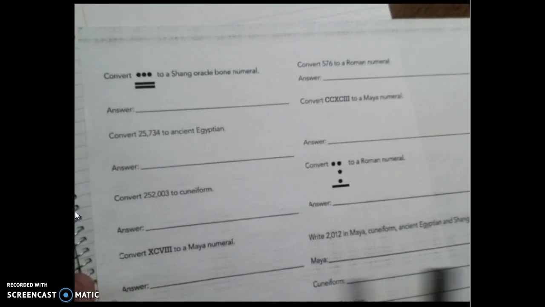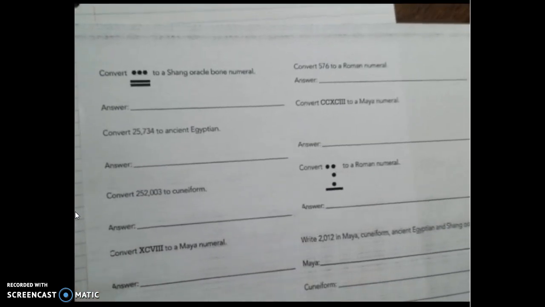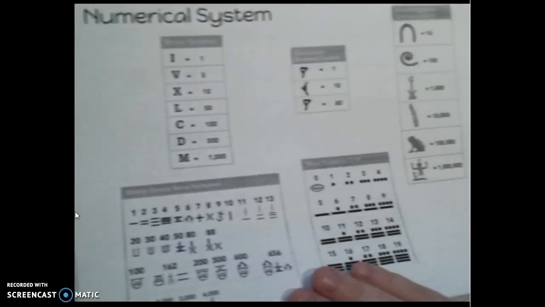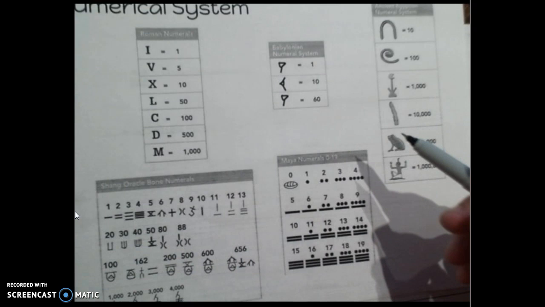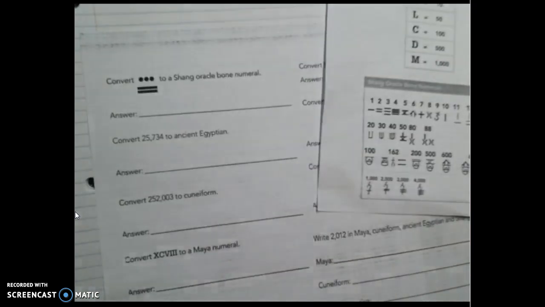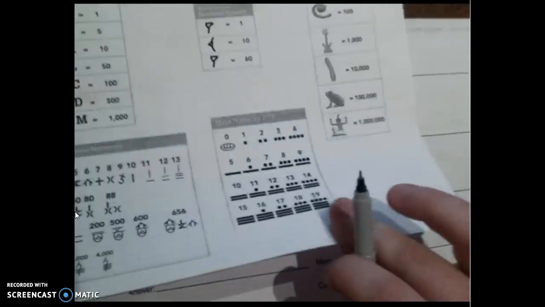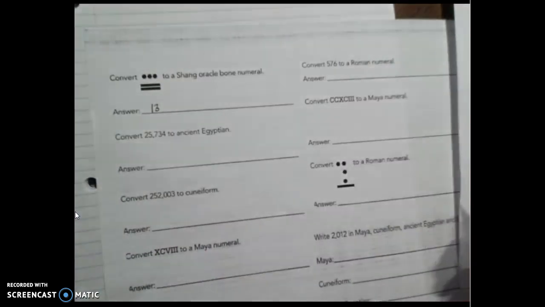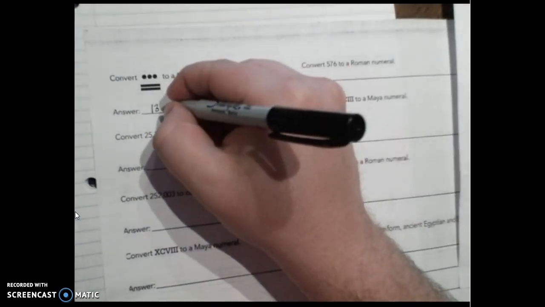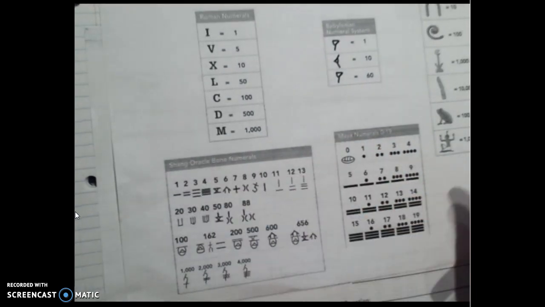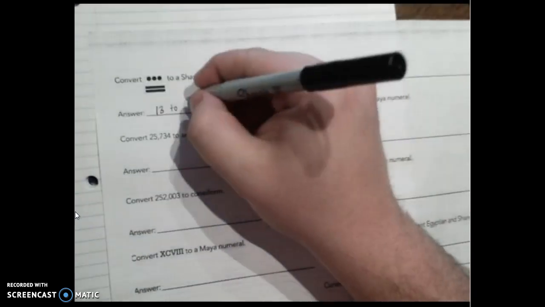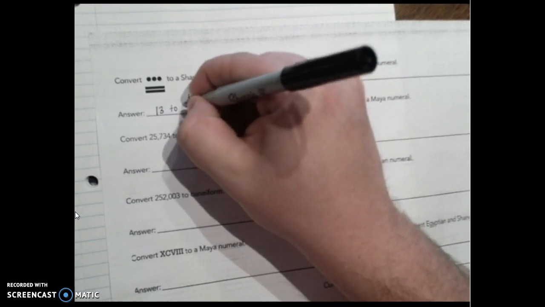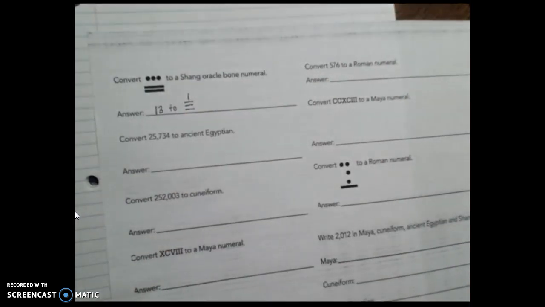So our first one is the Shang Oracle Bone numeral system. So we use our chart and we see that with Mayan numbers, the 3 dots and 2 lines means it's 13. So we will write 13 down as our answer, but then we need to convert it to the Shang Oracle Bone numeral system, and we look at our chart and we find the 13 very quickly, and then that's going to be our completed answer.